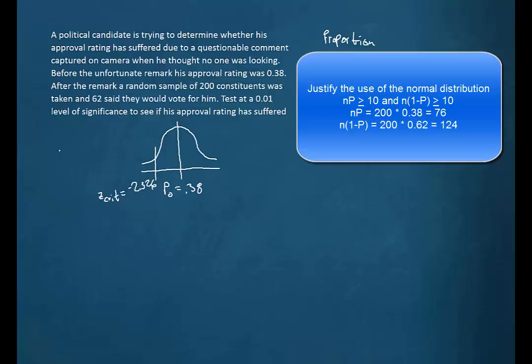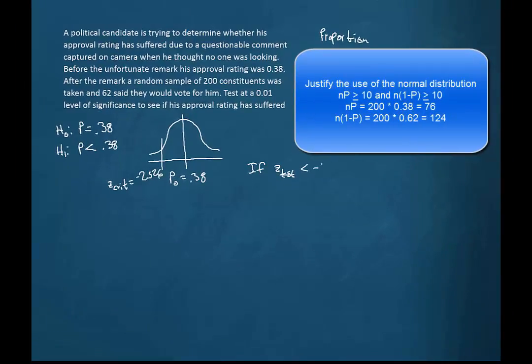2.326. Now we haven't yet defined our hypotheses. Our null hypothesis, our assumption, is that the population proportion is 0.38. Our alternative hypothesis, what we are testing, is that the population proportion is less than 0.38. And that is consistent with this left tail test picture that we have here. If we were to write out a decision rule, we would say if our z-test value is less than minus 2.326, we should reject the null hypothesis.